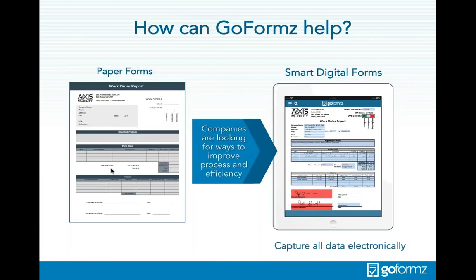And how can GoFormz help? And how is GoFormz helping these companies transform? Basically, companies are always looking for ways to improve their process. And taking documents, paper forms, and making those digital is a great way to do that. So we are enabling these companies to take their already existing paper forms and turn those into smart digital forms. And what we mean by smart is we're giving them the ability to add additional functionality to those forms, workflows, logic. We'll show you all that in the demo.